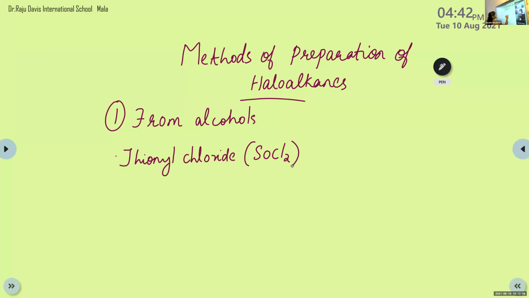This method is very much preferred. This method is preferred because along with the haloalkanes, other products are obtained, that is sulfur dioxide and hydrochloric acid. Okay, sulfur dioxide and hydrochloric acid, both.